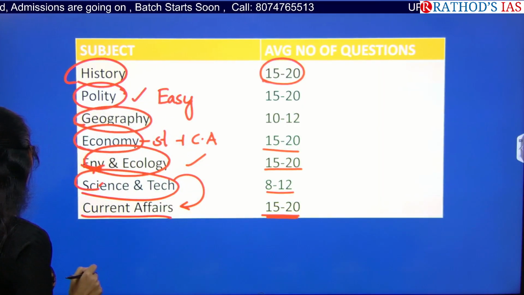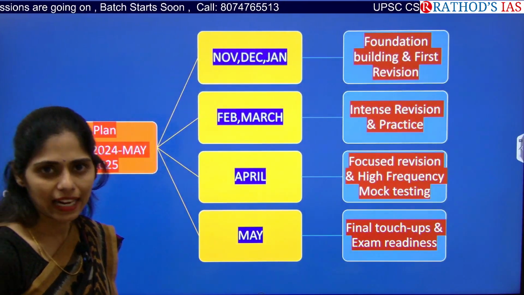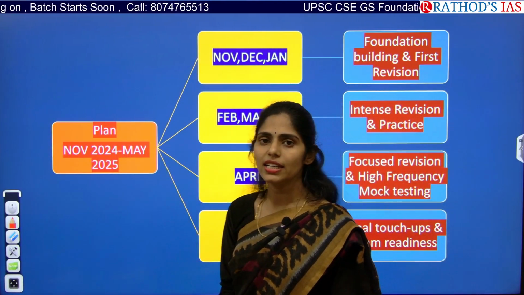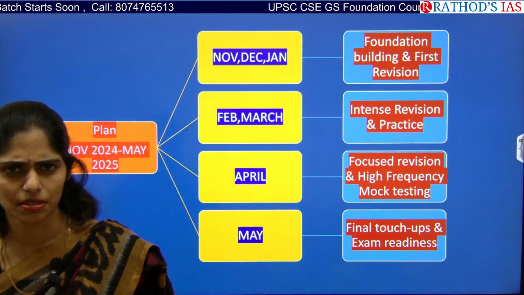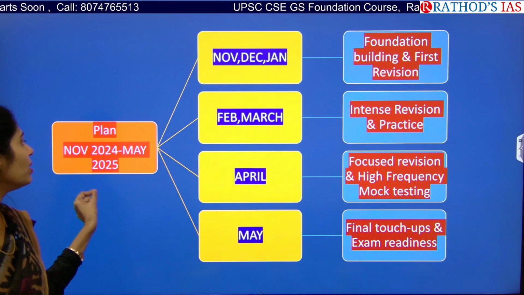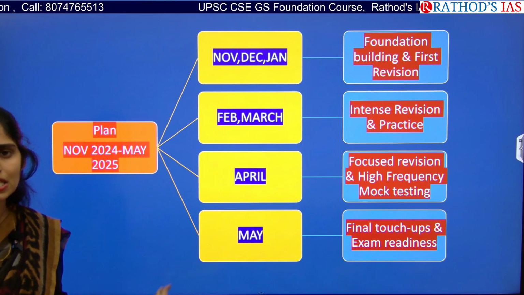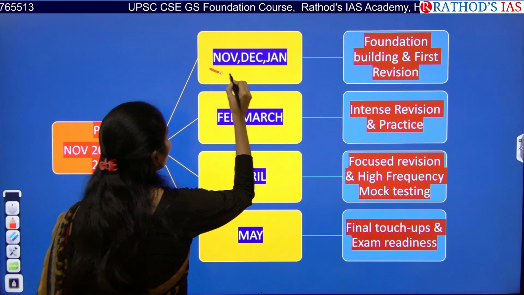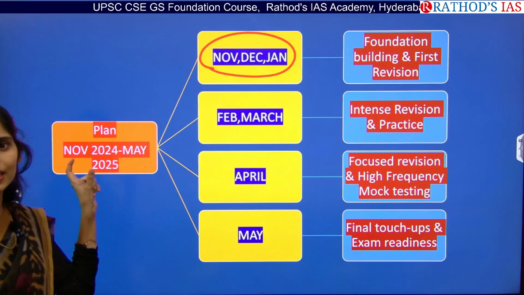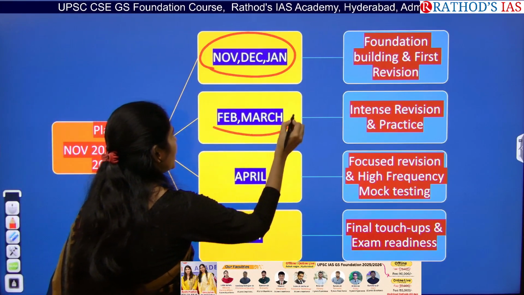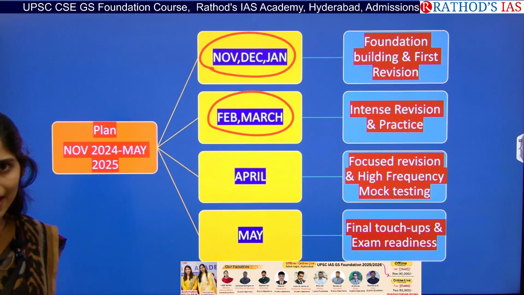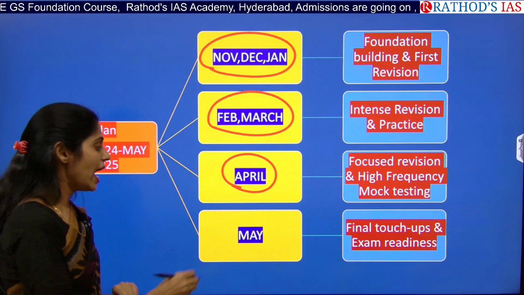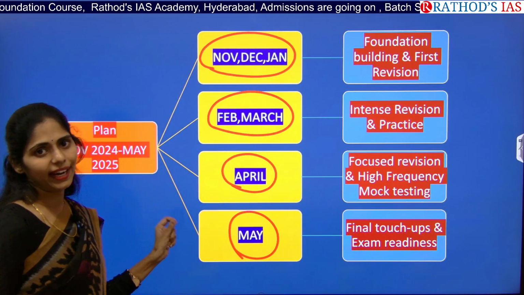Okay, now let us see what the plan exactly is. We are now in November, and your exam for 2025 is on which date? May 25th, right? So from November to May, we have divided this time into 4 phases. The first phase is November, December and January, these 3 months. The second phase is 2 months, February and March 2025. The third phase is April 2025, and the fourth phase is the month of May 2025.